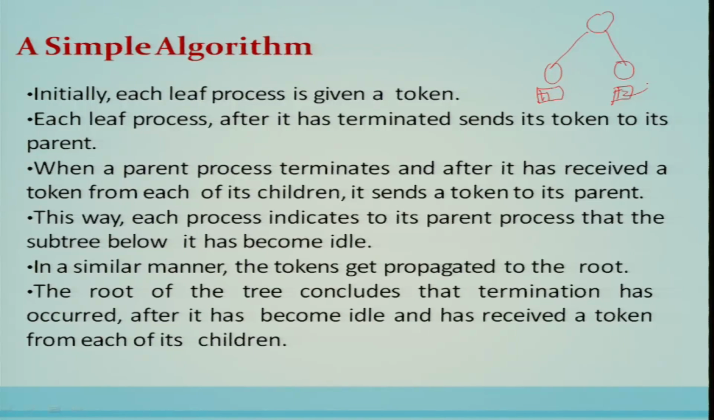Each leaf process, after it terminates, sends its token to its parent. The parent process terminates, and after it has received the token from each of its children, it sends the token to its parent. This way, each process indicates to its parent that the subtree below is idle. In a similar manner, the tokens get propagated to the root. When it gets propagated to the root, the root will contain that particular token, and this concludes that the entire computation has terminated after it has become idle and has received the token from each of its children.